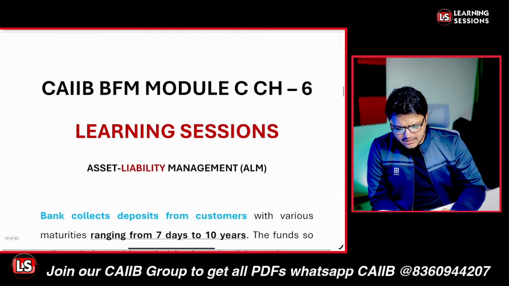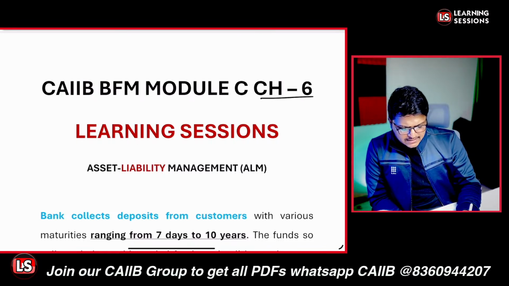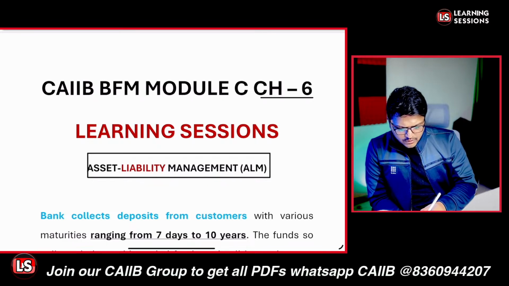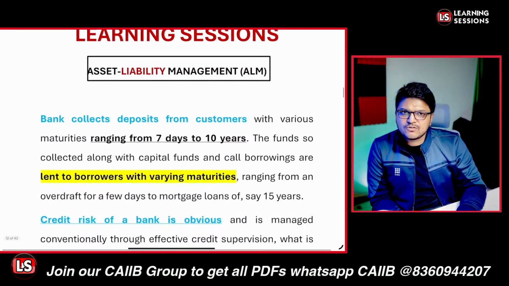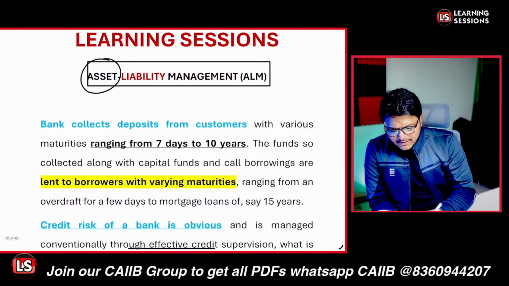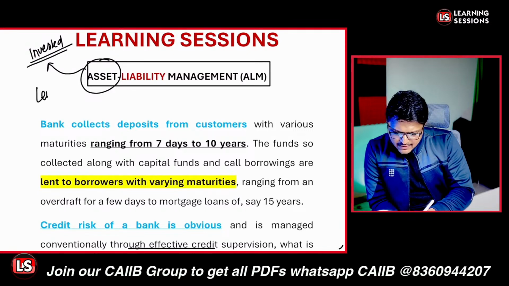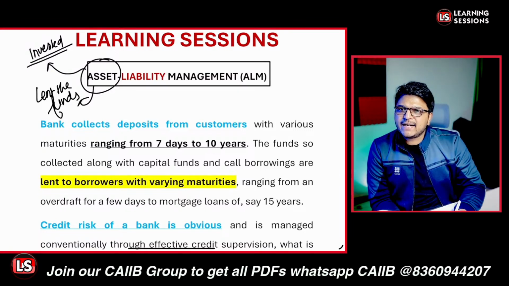And after that, we are going to start with module C, the next chapter, that is chapter number 6, which is actually related to asset liability management. Now, what are the different assets for the bank? Let's say the bank has invested the money somewhere, or the bank has lent funds. In that scenario, those will be the assets for the bank.